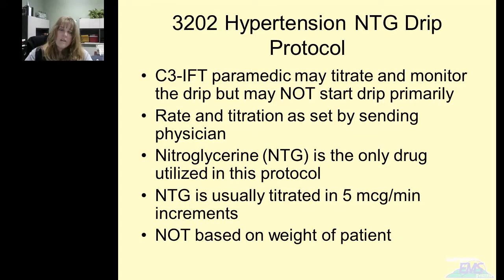In the 3202 protocol, this talks about hypertension and using the nitroglycerin to control that. As a C3 medic, you can titrate and monitor the drip, but the state does not allow you to initiate the infusion. So the rate and the titration is going to be set by the sending physician. Nitroglycerin is the only drug that's utilized as a part of this protocol, and it's usually titrated in 5 microgram per minute increments. And remember that this nitroglycerin is not based on the patient's weight.